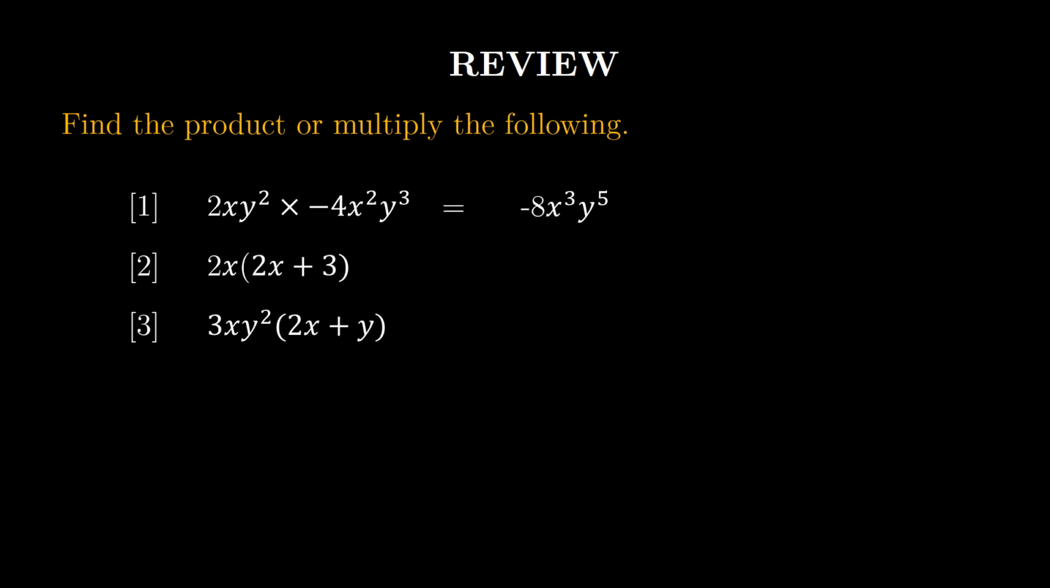So in this case, we know that we just have to distribute this one. Distribute this one here and distribute this one here. And that gives us 4x squared plus 6x. The same with this. That gives us 6x squared y squared plus 3xy cubed. Okay?